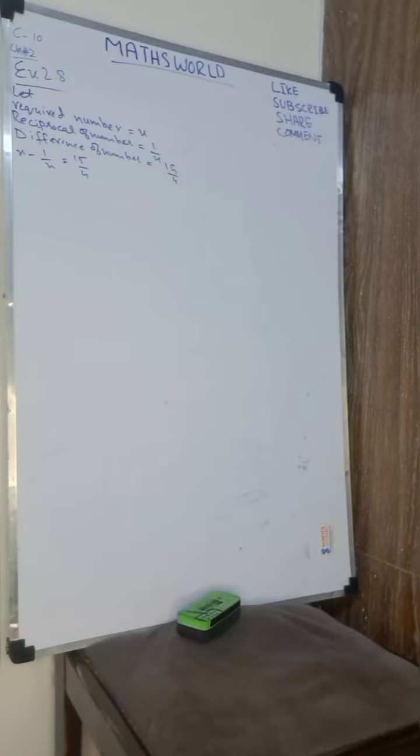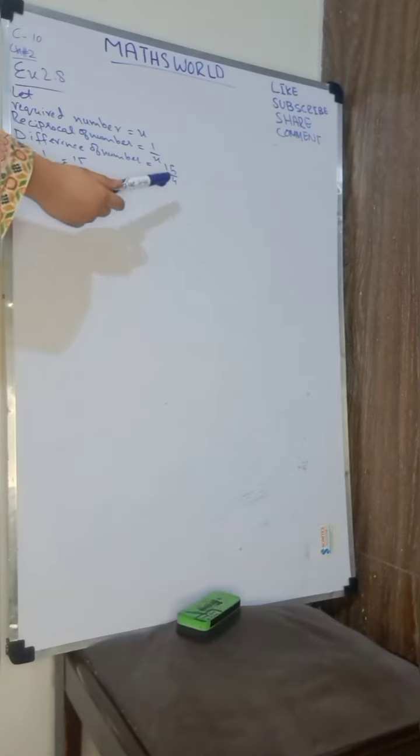Today we will discuss question number 5, that is, the difference of a number and its reciprocal is 15 by 4. Find the number. So the number is x, the reciprocal is 1 by x, and the difference is 15 by 4. So we get x minus 1 over x equals 15 by 4. Simply, you are going to take the LCM.